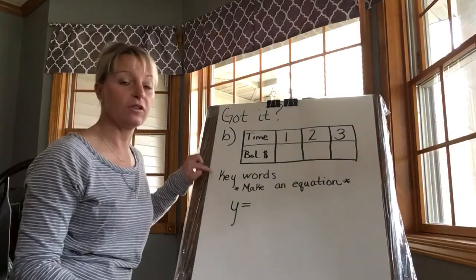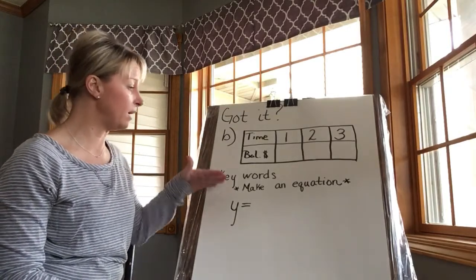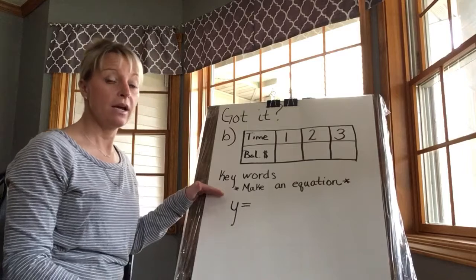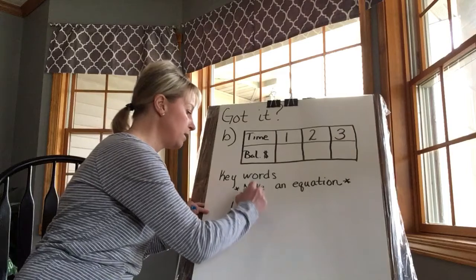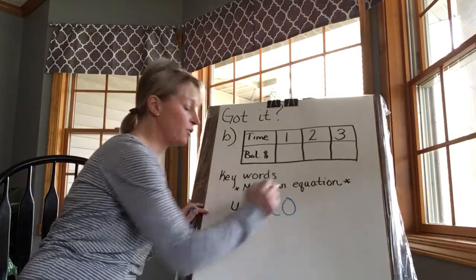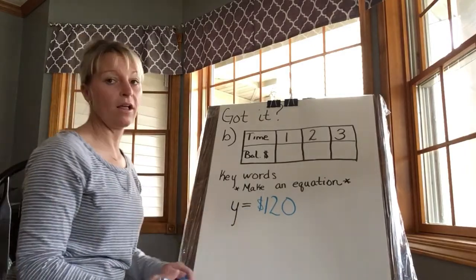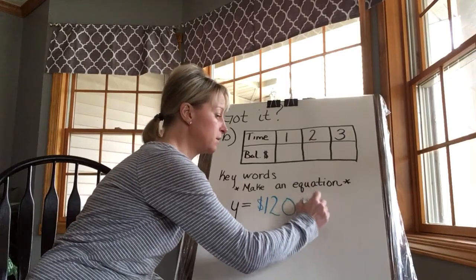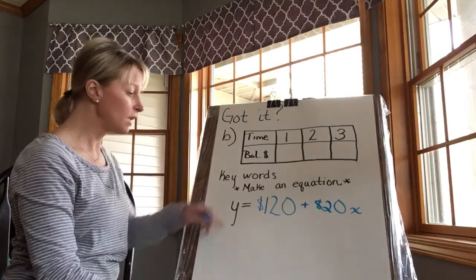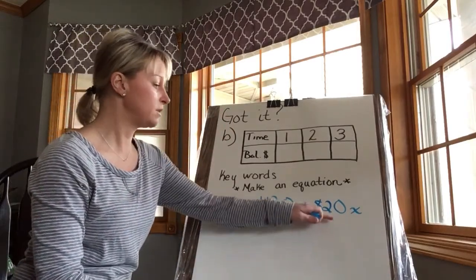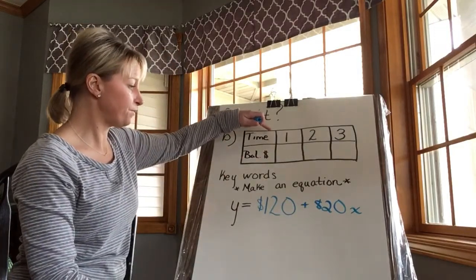So first of all, you want to look for the keywords in that story. In the story it says she already had $120 in the bank. And this is when, if you remember back before we had our long break, we make an equation. If she started with $120, you put $120 first, because that's what she starts with. But then she's adding $20 a week. So that would be plus $20, and our per week is X.